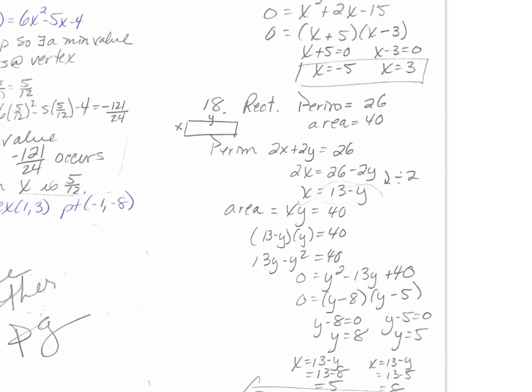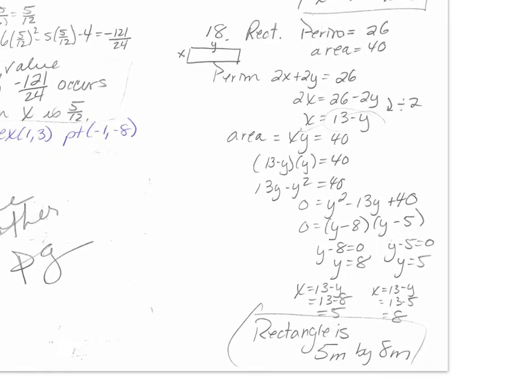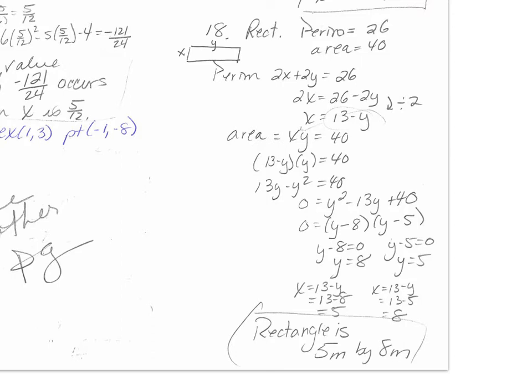For 18, you're given 2 pieces of information. Let me move this up so you can see the whole thing. We're given the perimeter is 26, the area is 40, and we're told it's a rectangle. We know perimeter is add up the sides, so we're going to add up the sides and put them equal to 26, which they gave us.